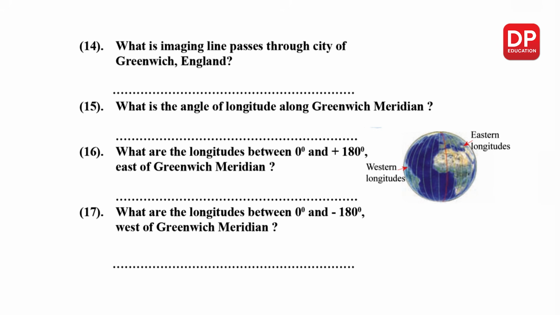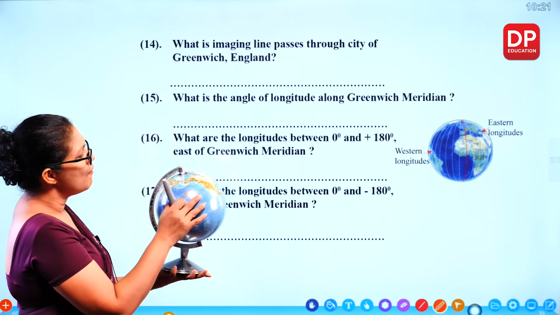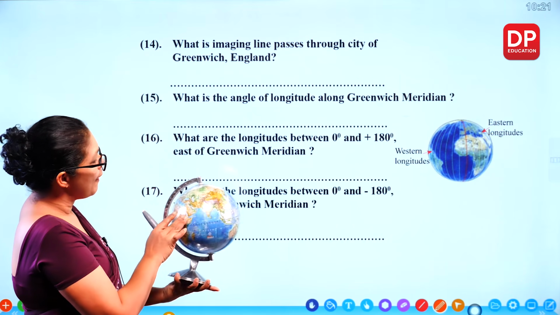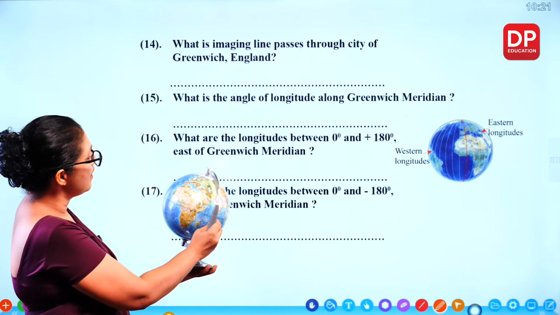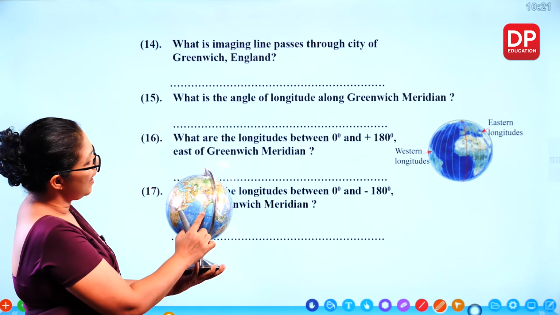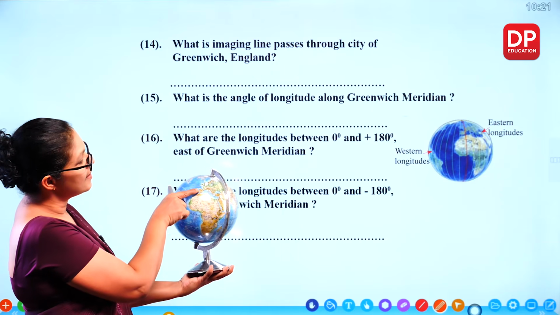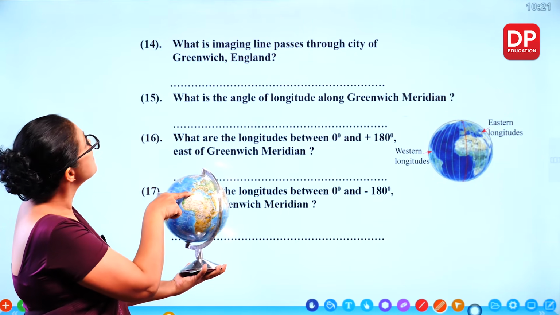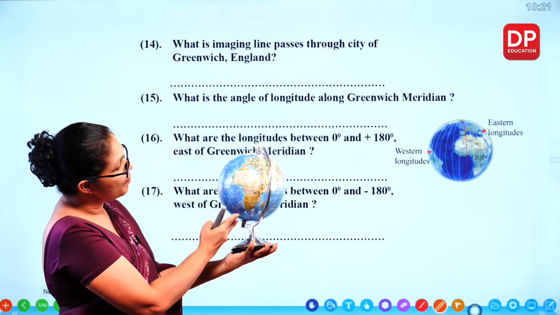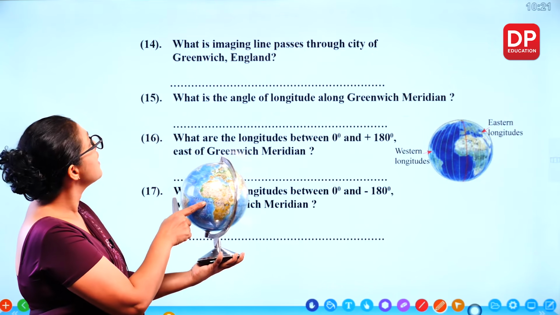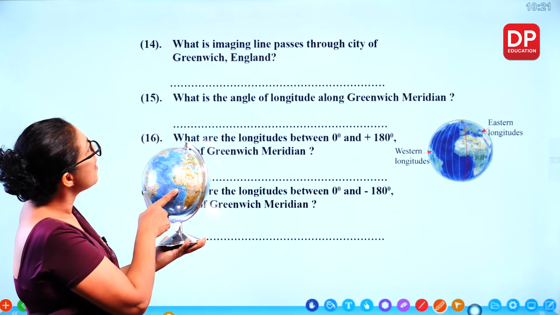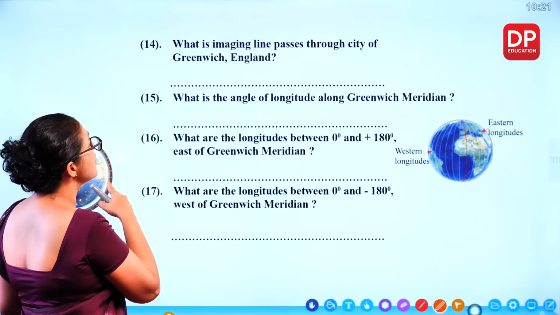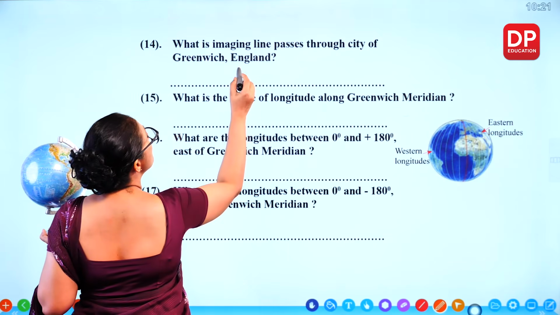What is the imaginary line passes through city of Greenwich, England? So what you call that? When you take the globe, so you get here Sri Lanka is here and England is here. So here in the city Greenwich, there's a line passing through, that is 0 line. So that's the Greenwich line. So what is the imaginary line passes through the city of Greenwich, England? We say Greenwich Meridian line.